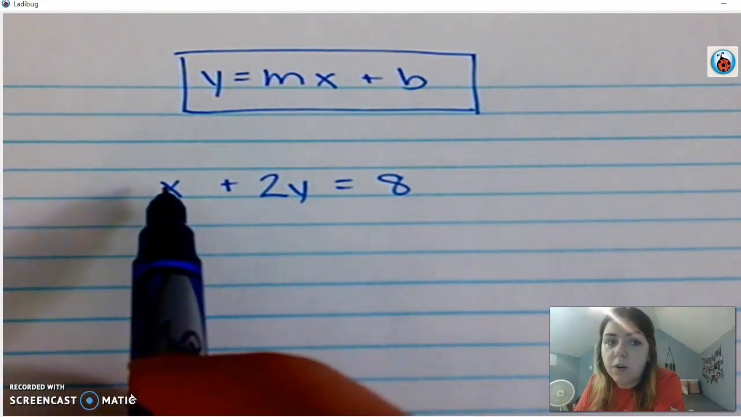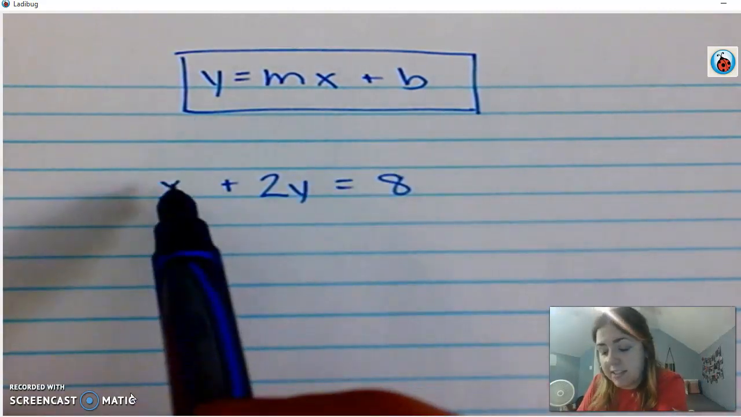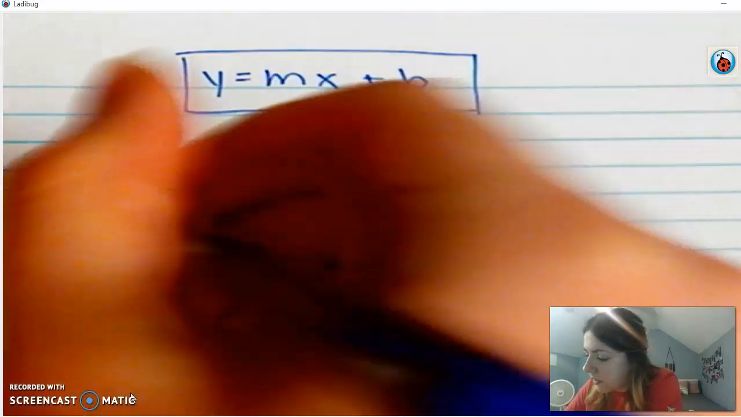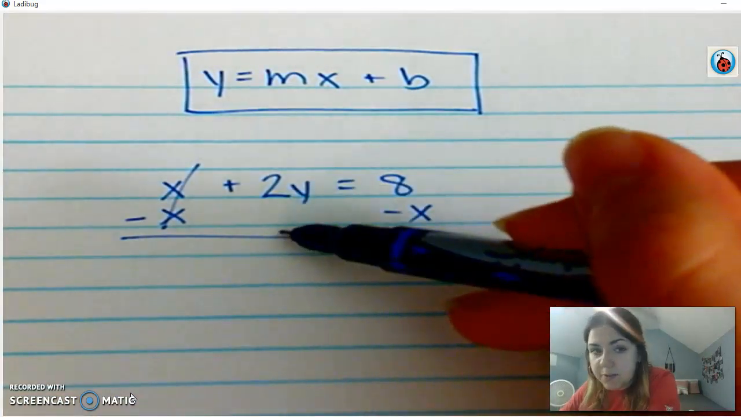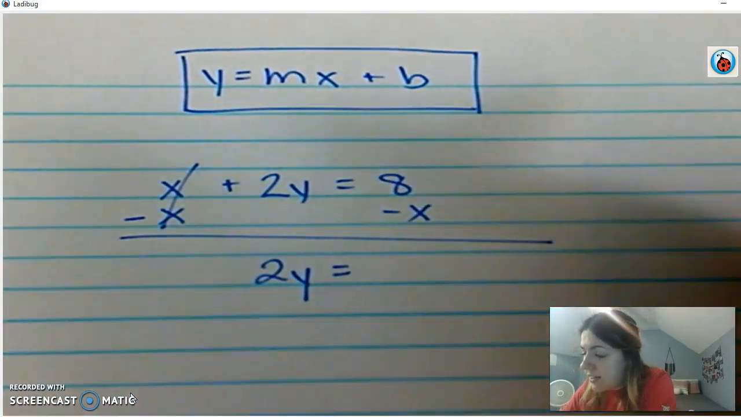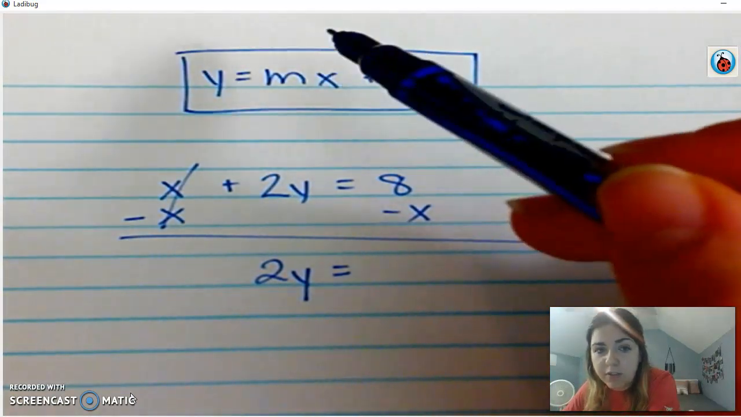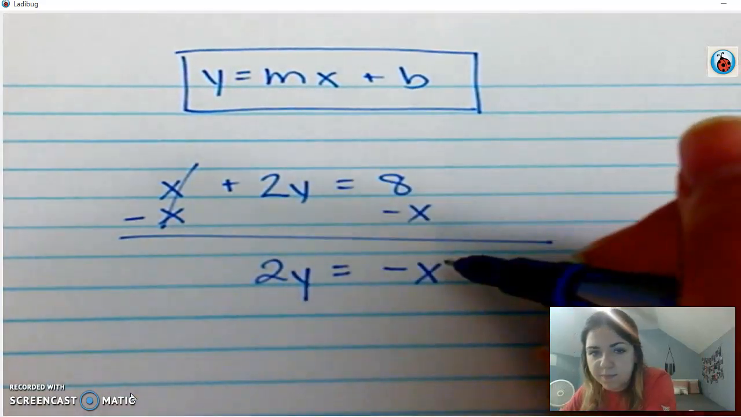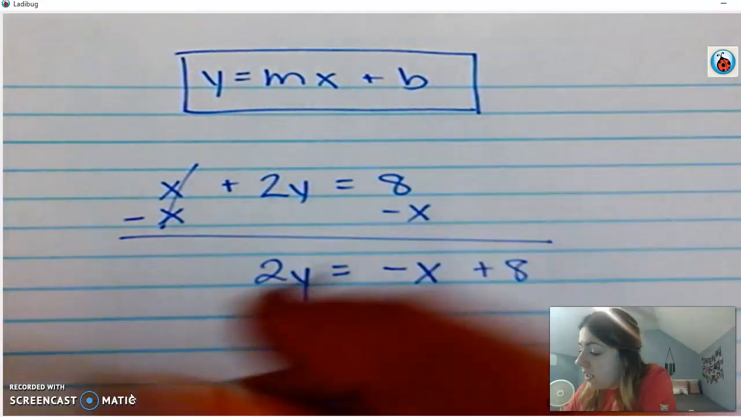So first thing we're always going to do is move our x to the other side of the equal sign. This x is positive, so when it's positive we subtract it. Those are going to go away. This leaves me with 2y equals, and then if you notice in y equals mx plus b, the x comes first, right? So whenever I rewrite this, I'm going to write negative x plus 8 because that 8 is positive, okay?